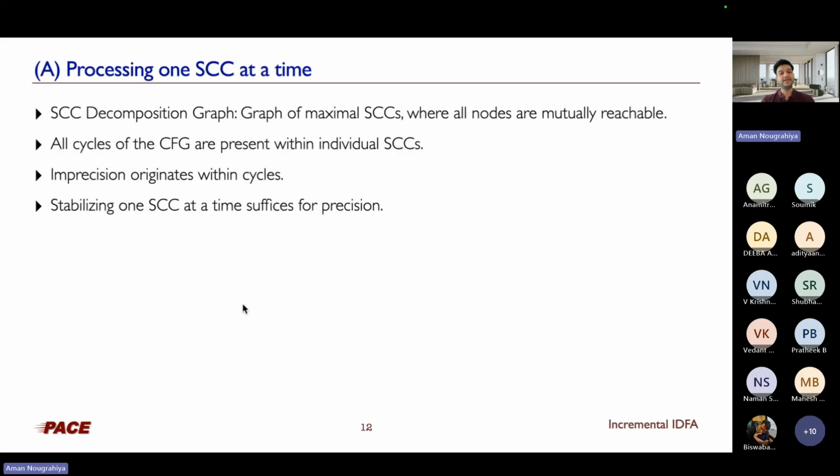So let's look at the first optimization. As I said, an SCC is nothing but a subgraph where each node is reachable from every other node, and a graph of maximal SCCs, which is actually a DAG, is called the SCC decomposition graph. If you remember from the earlier exploration, we know that all the imprecision arises in cycles of the CFG. Now we know that each cycle of the CFG must be present inside an individual maximal SCC. Hence, if we stabilize one SCC at a time, we will be able to root out all the imprecision.